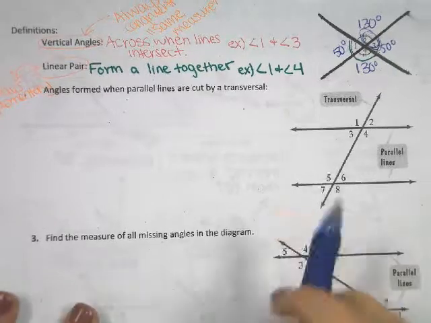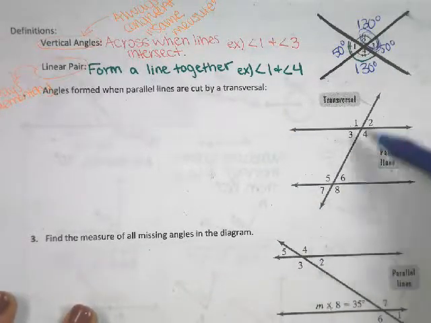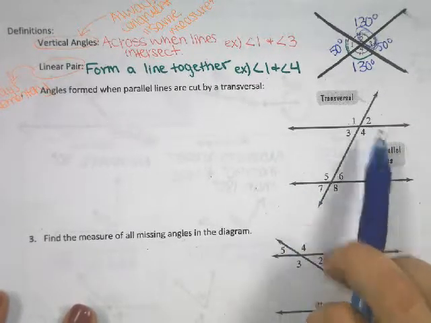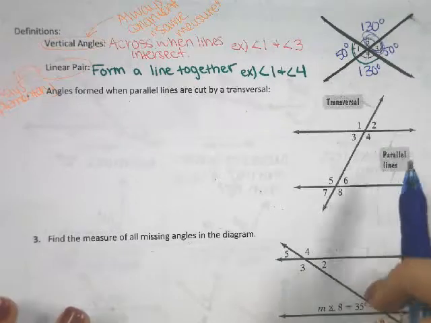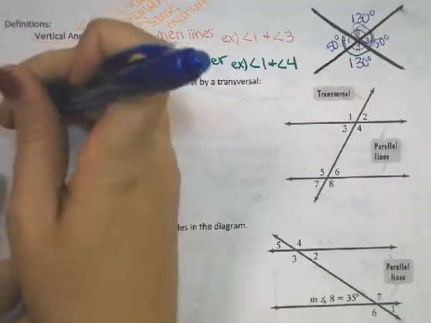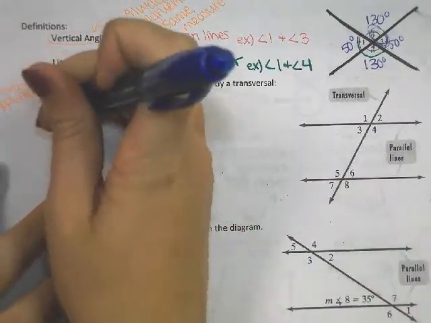Another situation we can be in is if we have two parallel lines cut with a transversal. A transversal is a line that's going to cross over both of them. If these lines are parallel, then we get a lot of really nice relationships among the angles. The first type of angles we're going to have in this diagram are called alternate interior angles.